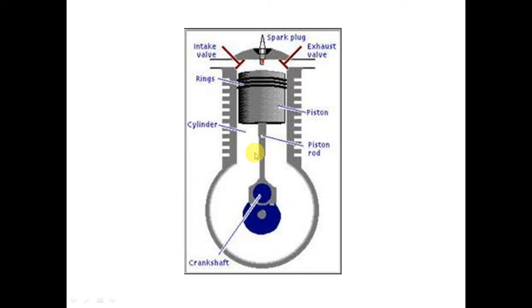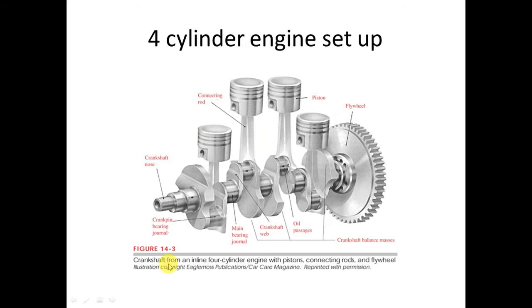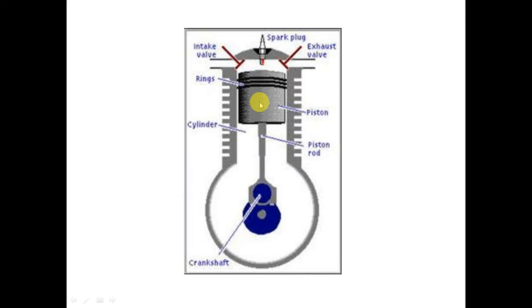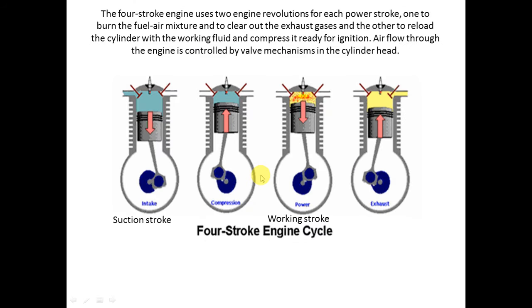So this is how it looks. This is the cylinder, this is the piston rod, this is the crankshaft which we saw here. This is the crankshaft nose, and this is the piston, this is the piston rings, this is the intake valve, spark plug, exhaust valve. This is a basic setup, and we'll go for a 4-stroke engine cycle.